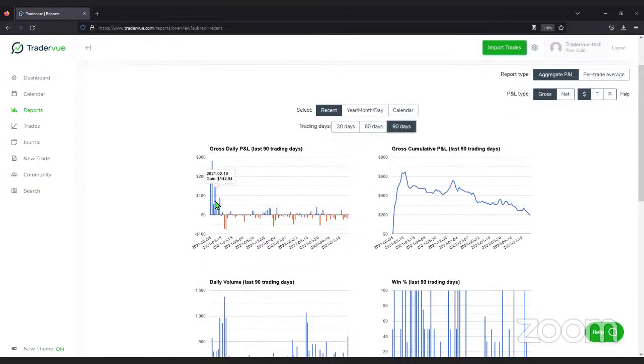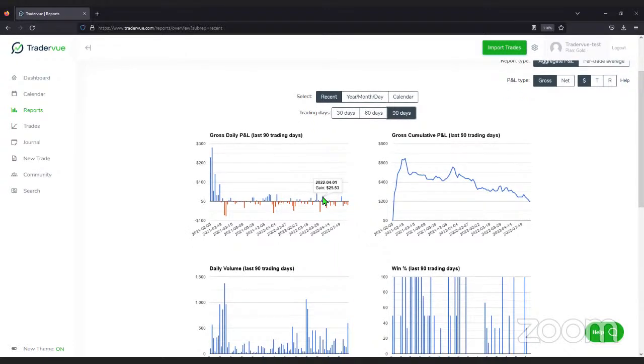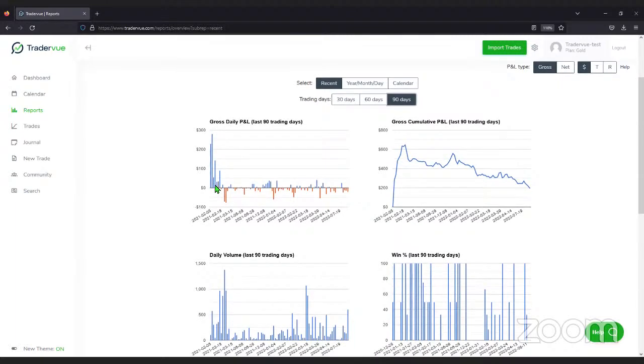You can see here the gross daily P&L, how each individual trading day performed. As you can see, when he was doing well, he was actually putting on more size, and when he was not doing that well, he was not putting on that much size. When it's green, or positive in terms of P&L, it's not the same amount of size, or not trading the same style it used to.